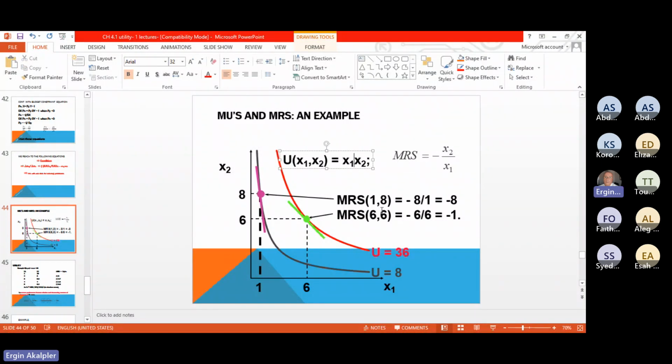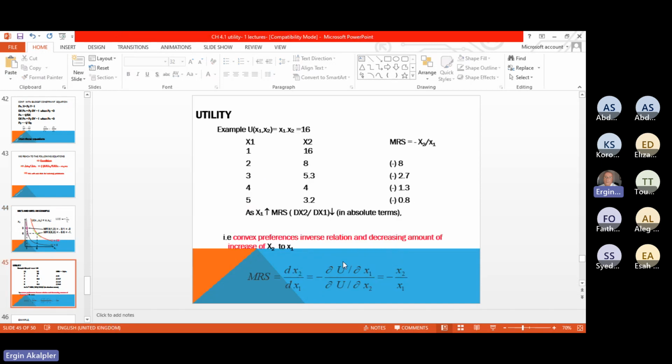You're going to multiply it. Therefore, 6 times 6, 36. 1 times 8 is 8. Therefore, we understand the red one is better off than the gray one, isn't it? And the marginal rate of substitution between these two, for the 6 to 6 is minus 1, and for the 1 to 8 is minus 8. Therefore, marginal rate of substitution means you have to give up 8 to get 1. You have to give up 6 to get 6, which is equally distributed. Anyway, I think it is the easiest one that you are understanding. And we have one more example here.